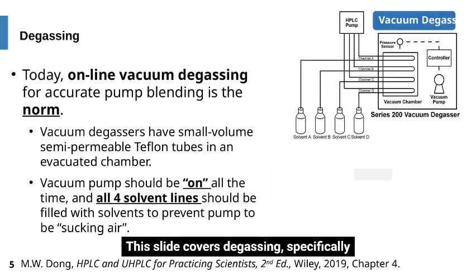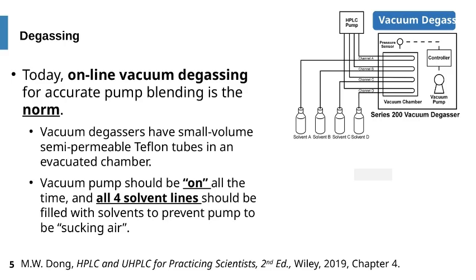This slide covers degassing, specifically using a vacuum degasser. It emphasizes that online vacuum degassing is the norm for accurate pump blending. Vacuum degassers typically have small volume, semi-permeable Teflon tubes and an evacuated chamber. The vacuum pump should remain on continuously, and all 4 solvent lines should be filled with solvents to prevent the pump from sucking air.